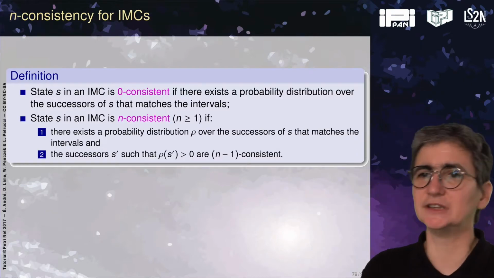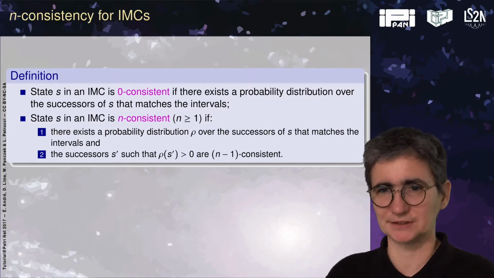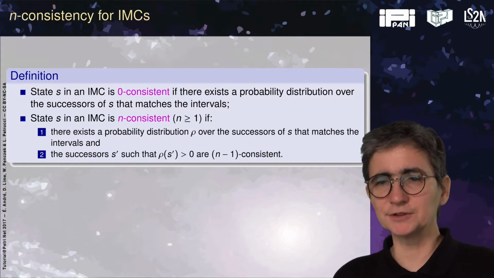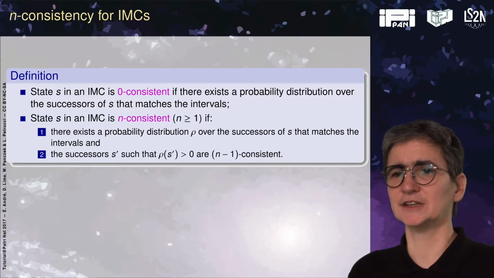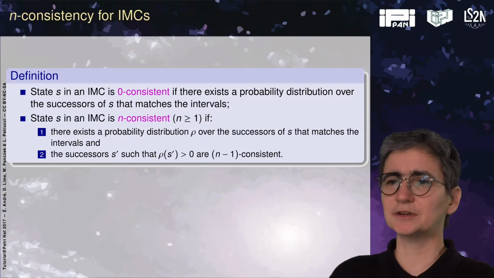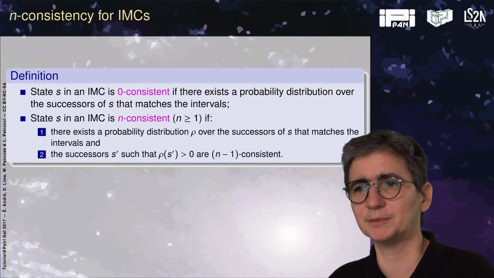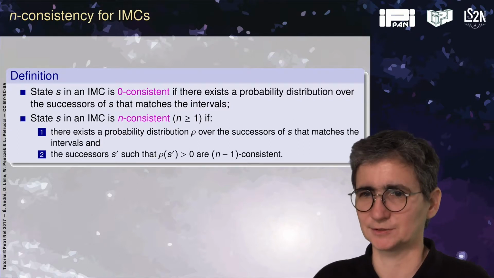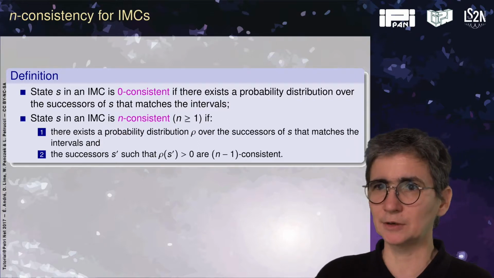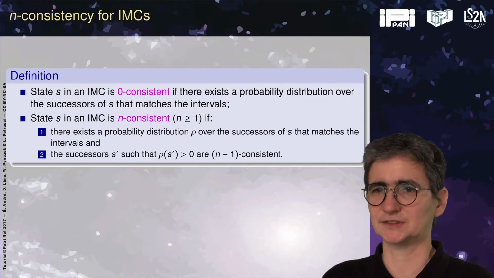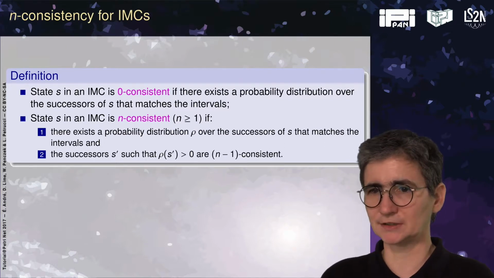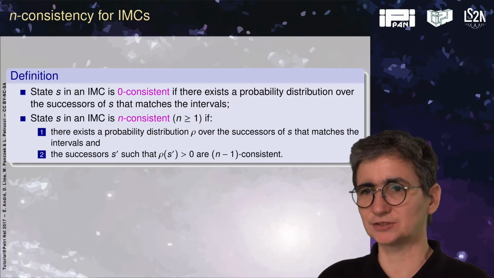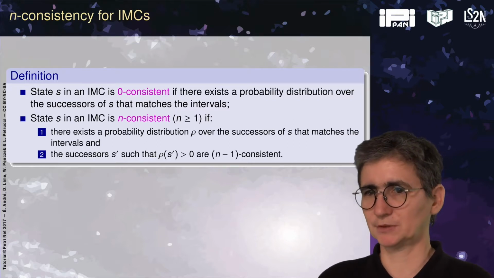A key property for interval Markov chain is consistency. Consistency is defined in an inductive way. So we first say that a state S in an interval Markov chain is zero consistent if there exists a probability distribution over its successors that matches the intervals. So we just look at the outgoing arcs of the location of the state, and we check that we can find a probability distribution so that it sums up to 1.